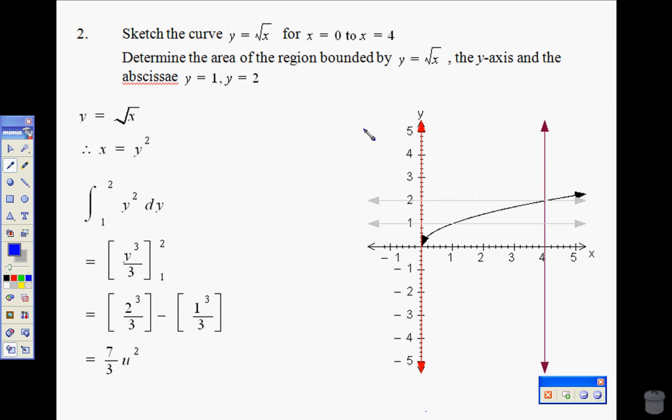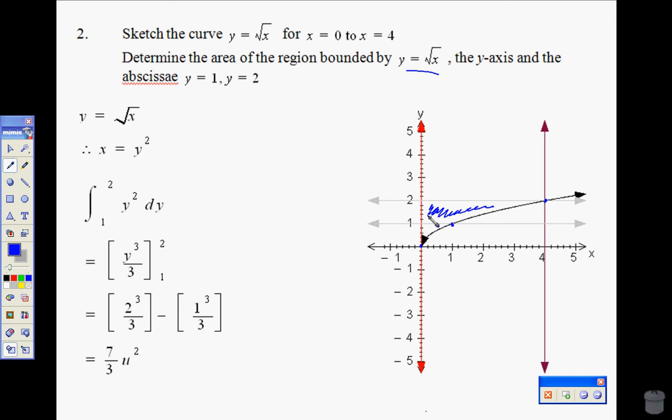So again, in this one, we're going y is equal to x square root of x, so there's our curve there. And we want to sketch the curve from 0 to 4. So we've got that point there. We see that's the point 4, 2, and that's 0, 1. So with the origin there, we want to find the area bound by the curve, the y-axis, so there's our y-axis, and the abscissa. Now abscissa is just another word for y. So if you see that word abscissa, and even the computer's having problems reading that one, basically it just means the y values, which is 1 and 2 in this situation. So that's our area that we want there.